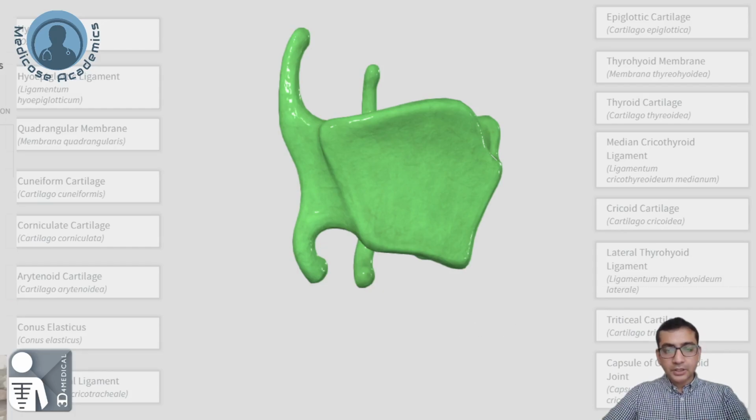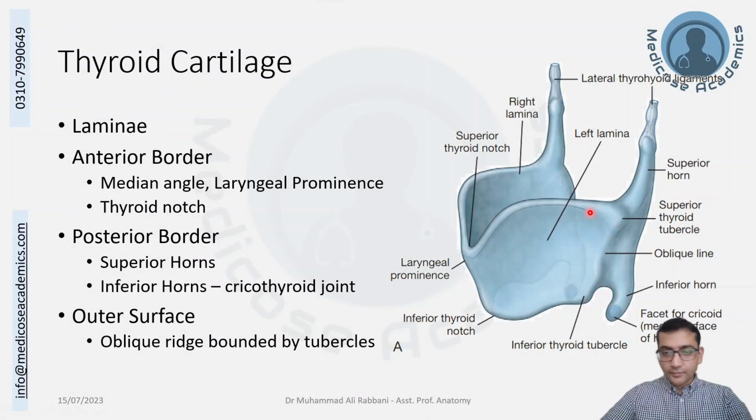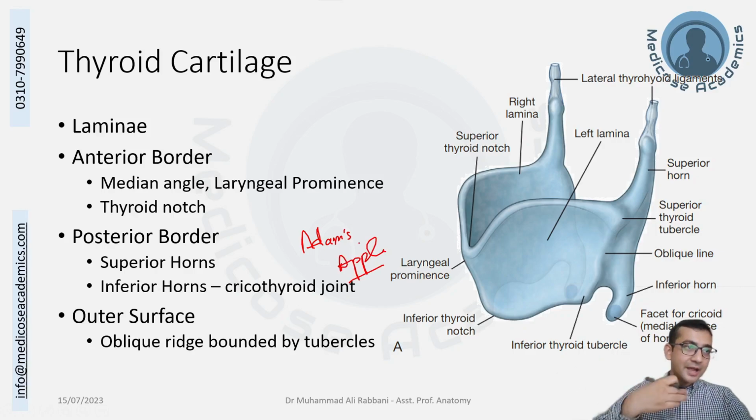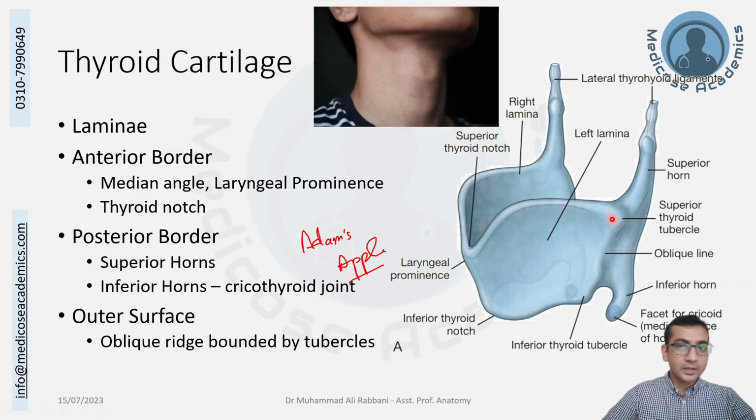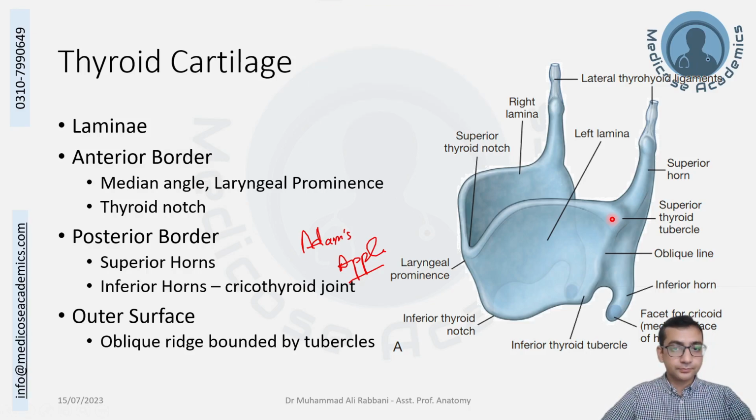So this is about the thyroid cartilage. We have talked about this lamina, anterior border, superior notch, also known as laryngeal prominence or Adam's apple. It is due to the story of Adam and Eve. They have said that the apple was stuck here. That is why the males have a prominence right here. There is a posterior border with superior horn, inferior horn, and there is an oblique line with the inferior and superior thyroid tubercles. This is the thyroid cartilage.